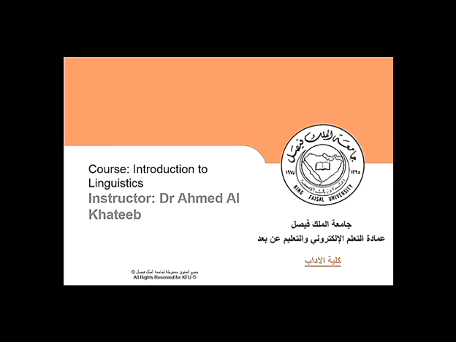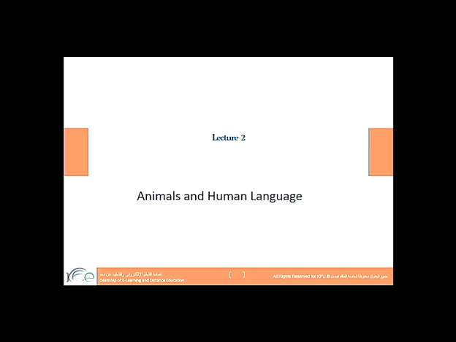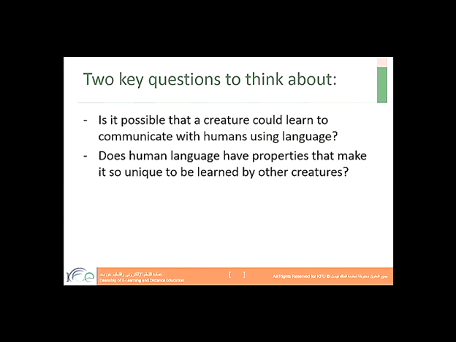In this lecture, we are going to talk about animals and human language, the differences between animals and human language. So I would like to begin with raising these two important questions. Is it possible that a creature, any creature, what I mean by creature here is obviously non-human, such as animals or any other primates, could learn to communicate with humans using language, to be a similar kind of creature to a human being? The second question: does human language have properties that make it so unique to be learned by other creatures?